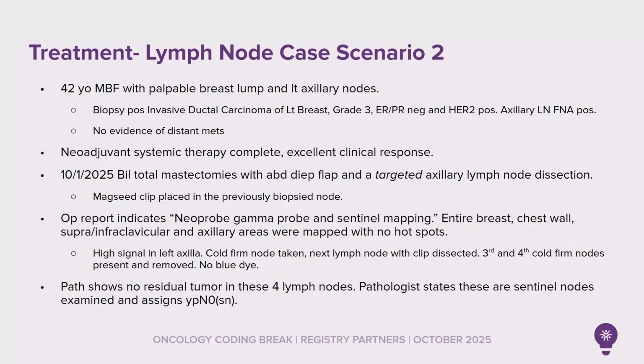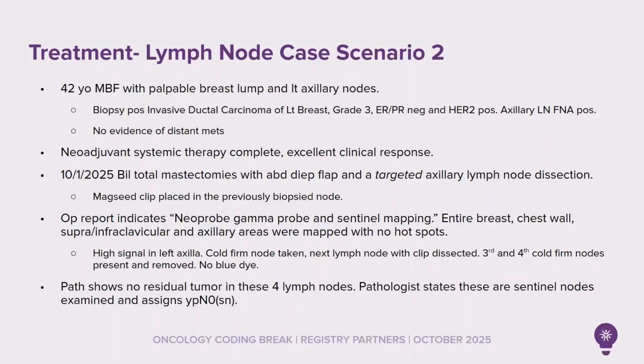The patient undergoes neoadjuvant systemic treatment with an excellent response, and then undergoes bilateral total mastectomies with abdominal deep flap and targeted axillary lymph node dissection on 10/1/2025. A Maxi clip was placed in the previously biopsied node. The op report shows that the surgeon used a Neoprobe and sentinel mapping was performed. The entire breast, chest wall, supra and infraclavicular and axillary nodes were mapped with no hotspots. The Maxi probe showed high signal in the left axilla. A cold, firm node was taken, and the next lymph node was a clip that was dissected.